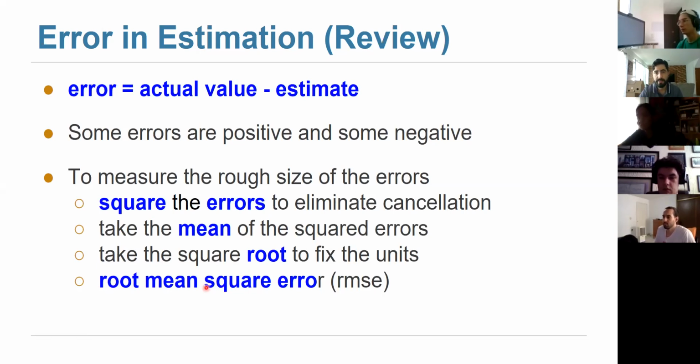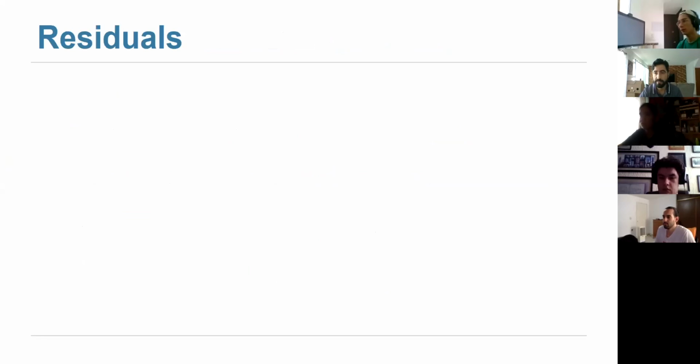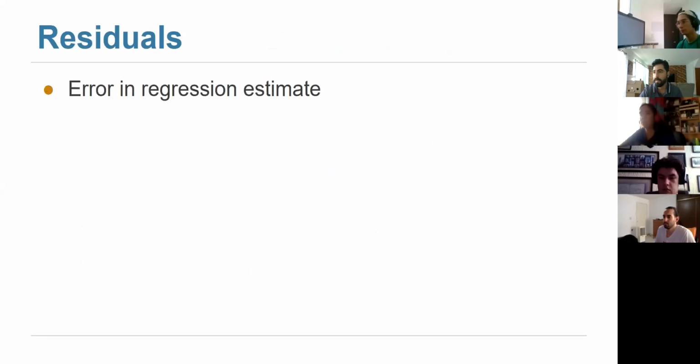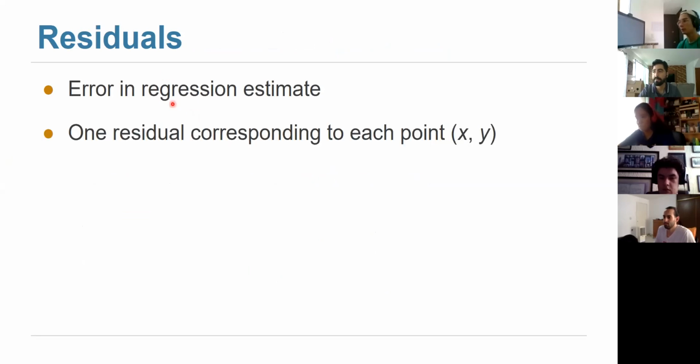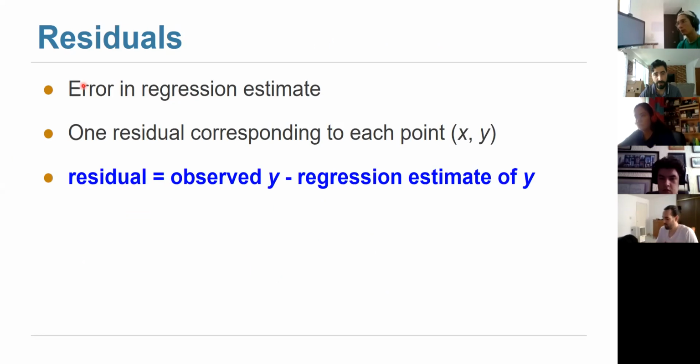As I mentioned, residual is another name for the error in the estimation. It's the error in the regression estimate, and there is one residual corresponding to each point in X and Y. You have the regression line, and one point is here. For this point in X, the difference between the actual point and your estimation is considered the residual for that particular point.